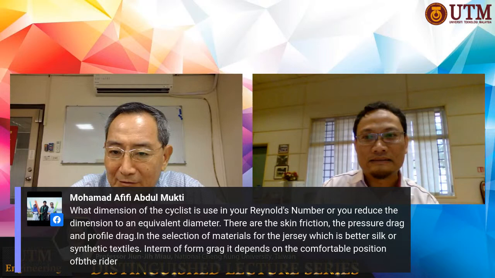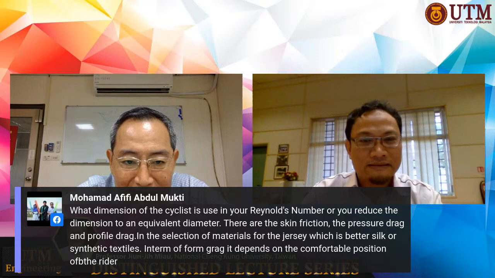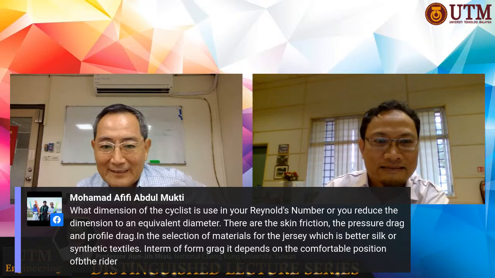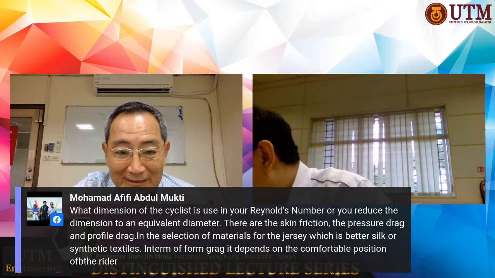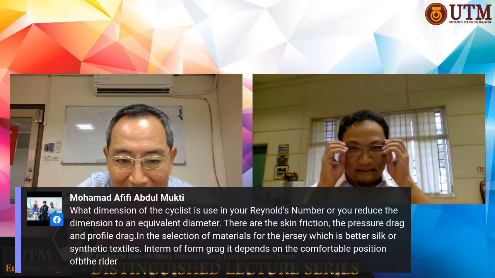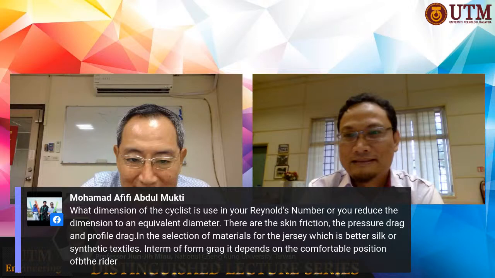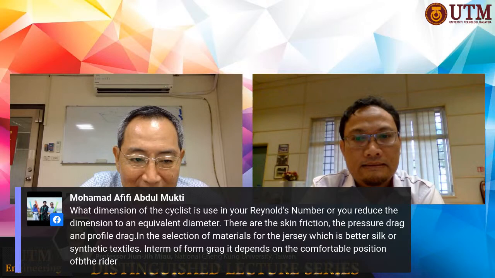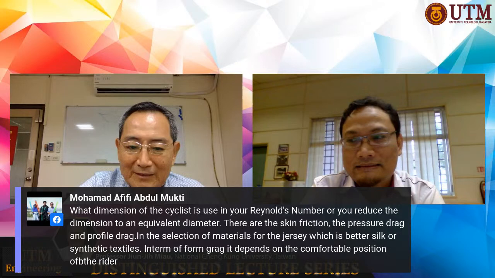What dimension of the cyclist is used in your Reynolds number? That's a good question. I did not mention that we use the length of the bike, what do we call it, a trestle. If I can get back to my slide later on, or you can reduce the dimension to any equivalent diameter. Skin friction, pressure drag and profile drag; in the selection of material for the jersey, which is better, silk or synthetic textile; or in terms of form drag, it depends on the comfortable position of the rider. I think all these are very nice questions. May I switch back to the slide and show this reference length? Okay, just a minute.